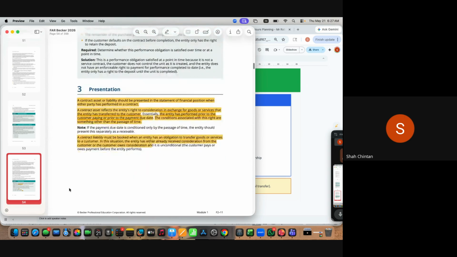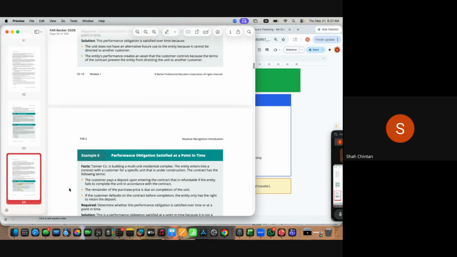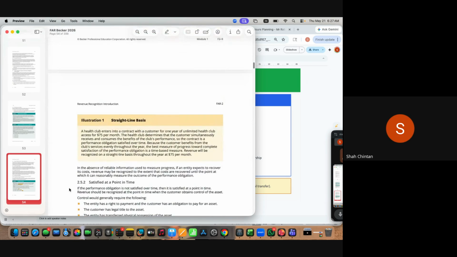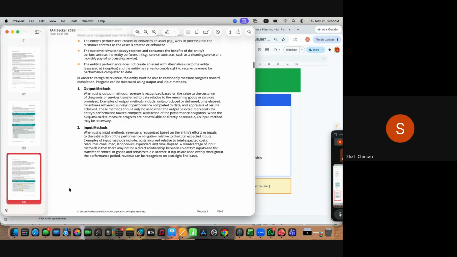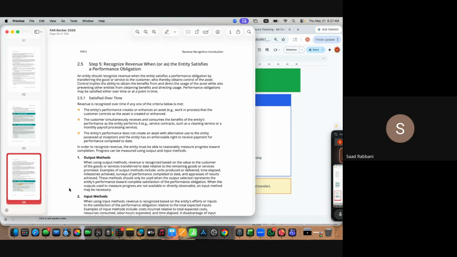So you have 2 points to resolve until example number 6. एक बार quickly देख लो, कोई question है तो पूछ लो. So for point in time, we'll just assume it's not over time. Yes. So if conditions are not met over a time, then by default it will be at a point in time.